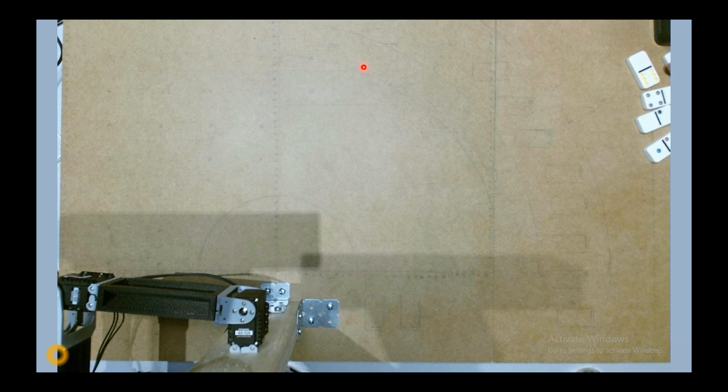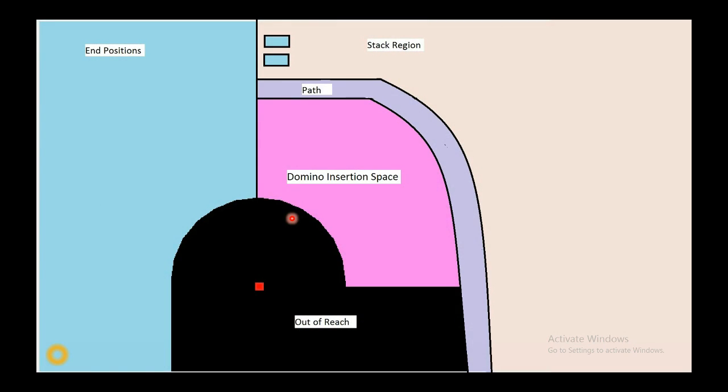The defined workspace is a 765 by 502 mm planar rectangle. The origin of our reference frame is at 300 mm from the left of this rectangle and 472 mm from the top. This workspace is divided into regions for different purposes.